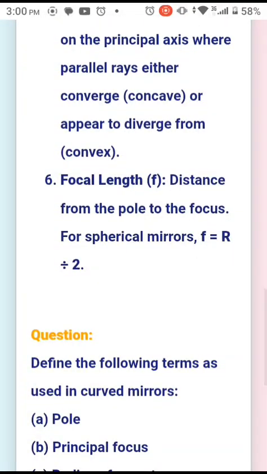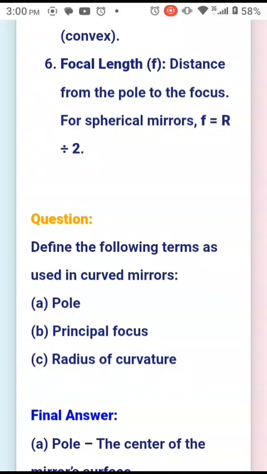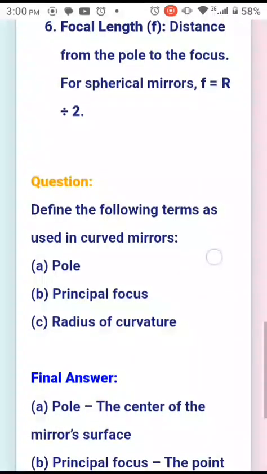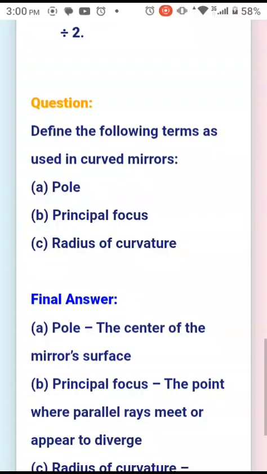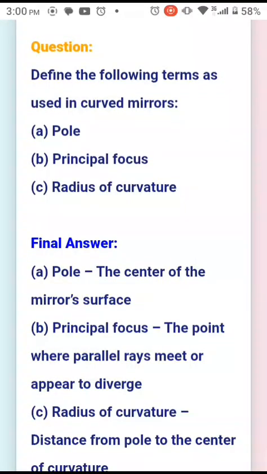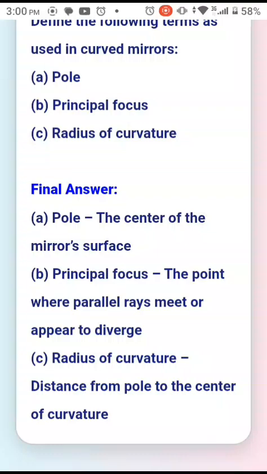Question. Define the following terms as used in curved mirrors. A. Pole. B. Principal focus. C. Radius of curvature. Final answer. A. Pole, the center of the mirror's surface. B. Principal focus, the point where parallel rays meet or appear to diverge. C. Radius of curvature, the distance from the pole to the center of curvature.